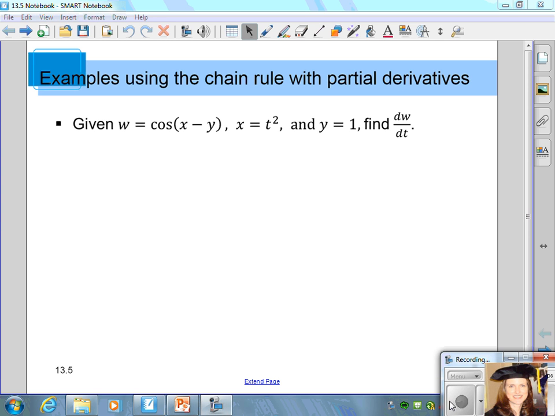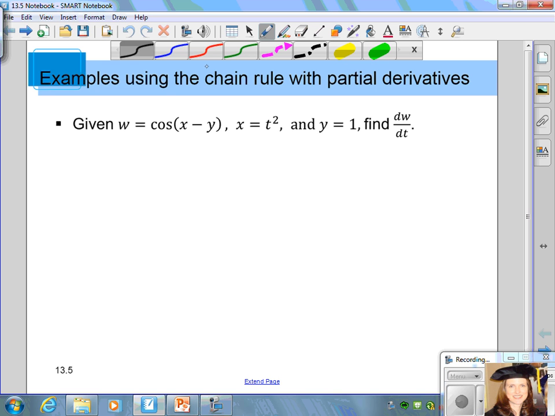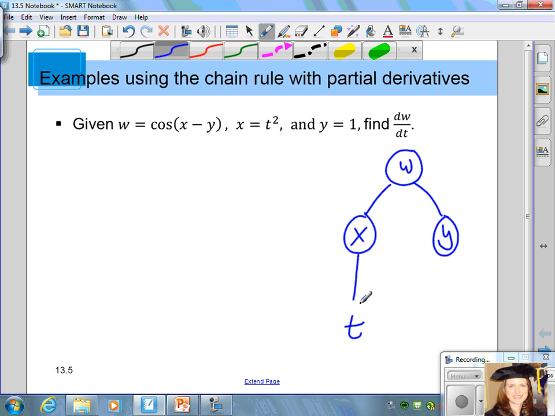Now, whenever I do these, I like to do the drawing where we have w is a function of x and y, and we have x is a function of t, and y is a function of t. So by finding the derivative of this top variable w with respect to this bottom variable t, you're going to go along the branches, multiply the branches going down, and then add the results.